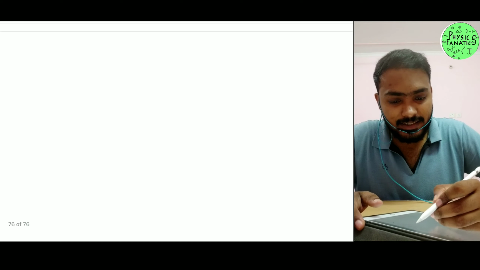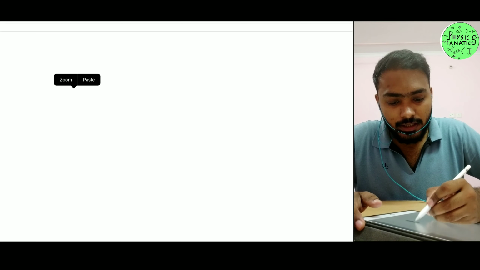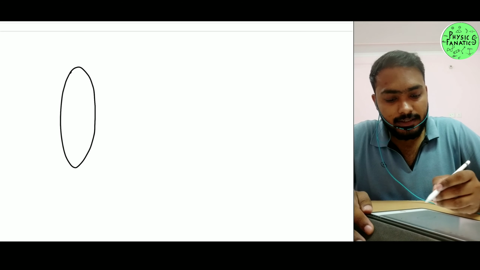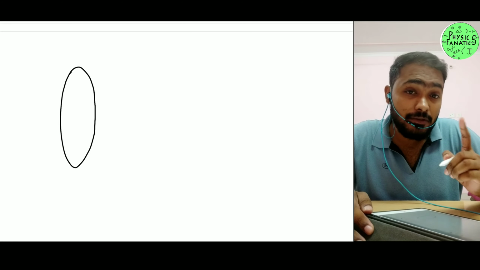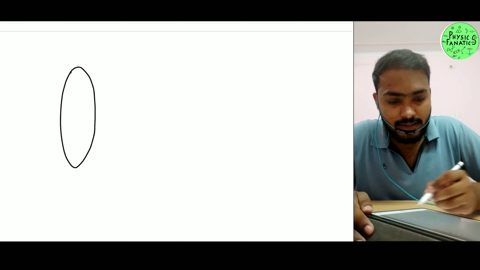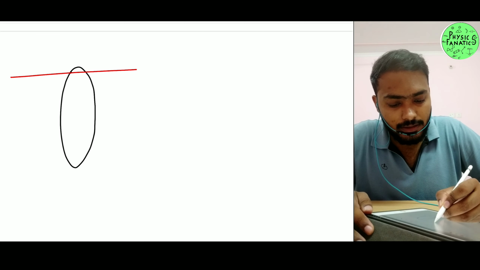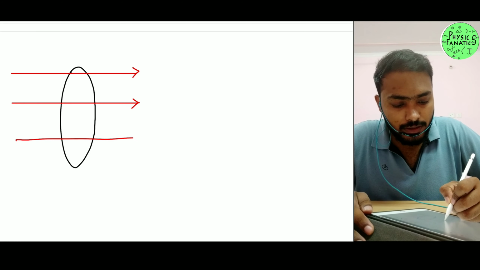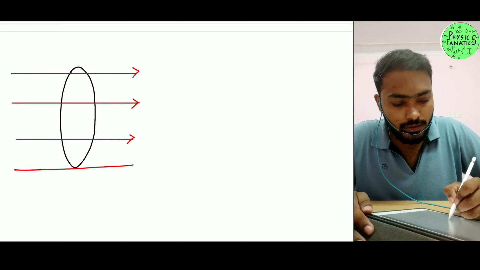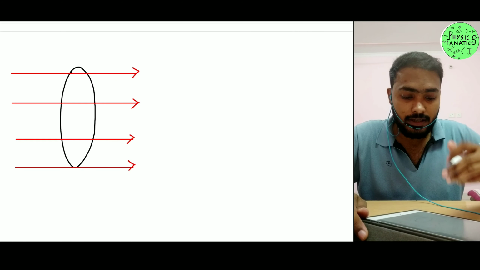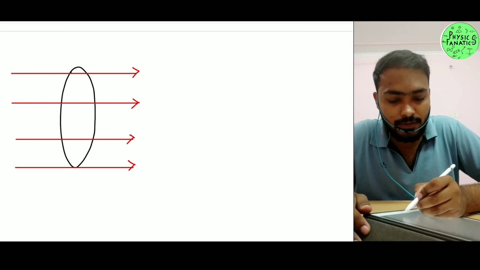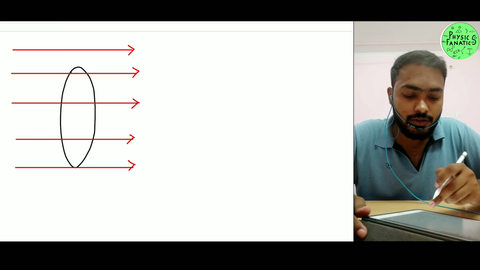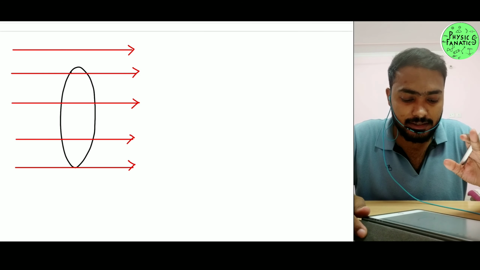Let's move on to the next case. Okay, so again I have the surface. Let's say this time I will make an equal number of electric field lines. Let's say I have 1, 2, 3 and 4. Let me make one more. So I have 1, 2, 3, 4, 5 electric field lines there, and the same structure.